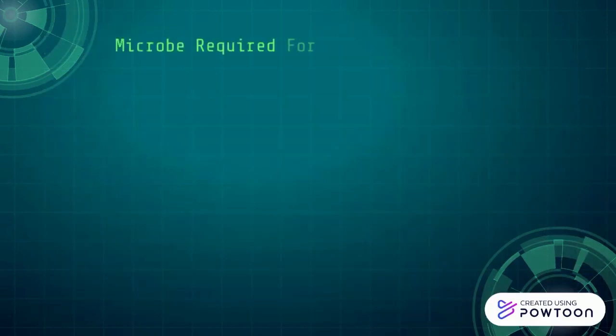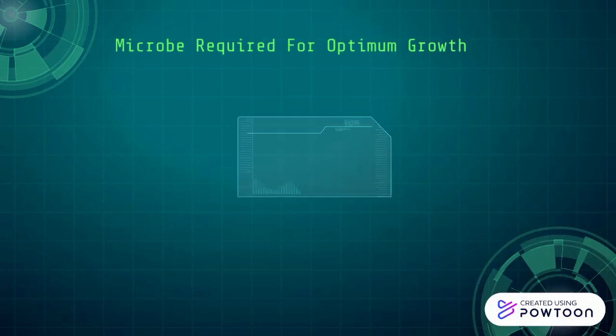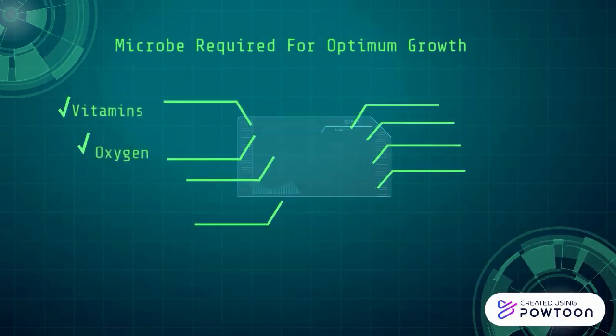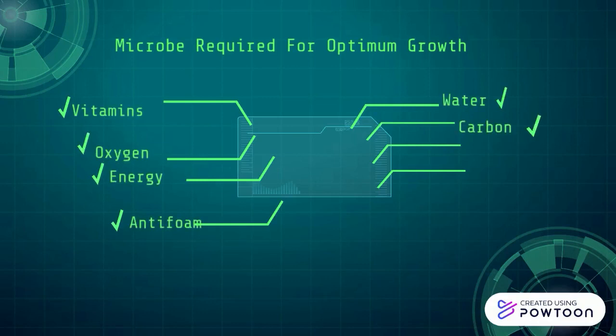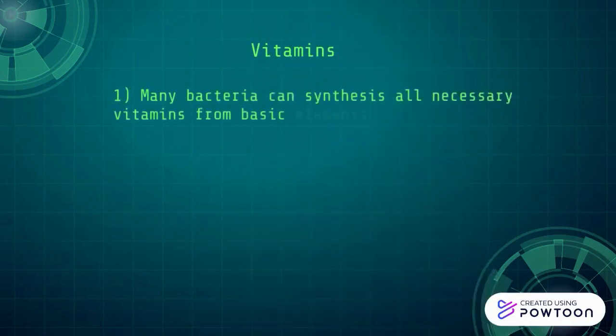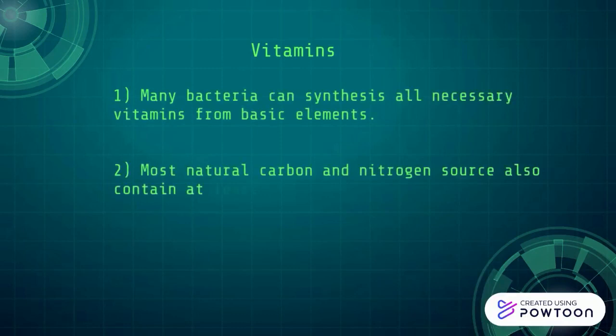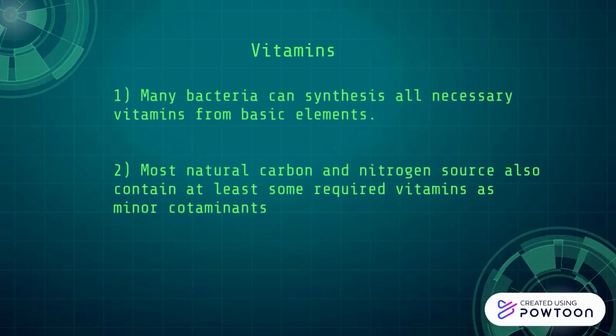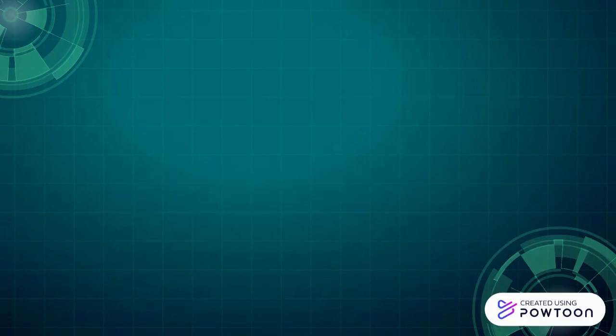There are 8 elements required for optimal microbial growth, such as vitamins, oxygen, energy, antifoam, water, carbon, nitrogen, and mineral elements. Vitamins. First, many bacteria can synthesize all necessary vitamins from basic elements. Second, most natural carbon and nitrogen sources also contain at least some required vitamins as minor contaminants.